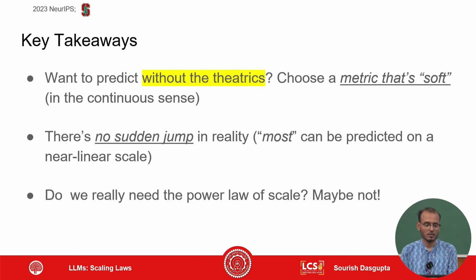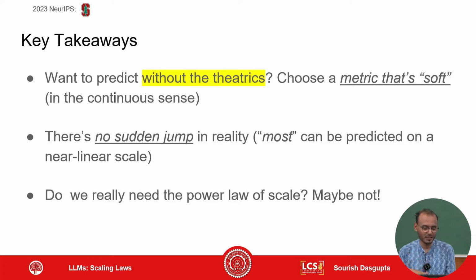So basically the key takeaway was that you want to predict without the theatrics, without the drama, that there is an emergence and suddenly it will pop up from nowhere. They said that you can actually predict. It's nothing like that. So you choose a metric that's soft or continuous in some sense, and there's no sudden jump in reality. Most can be predicted on a near linear scale, if you just change the perspective.